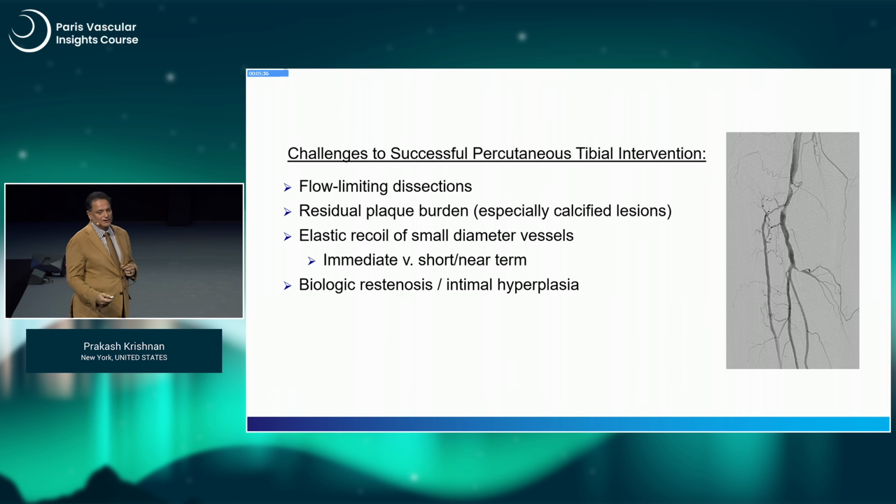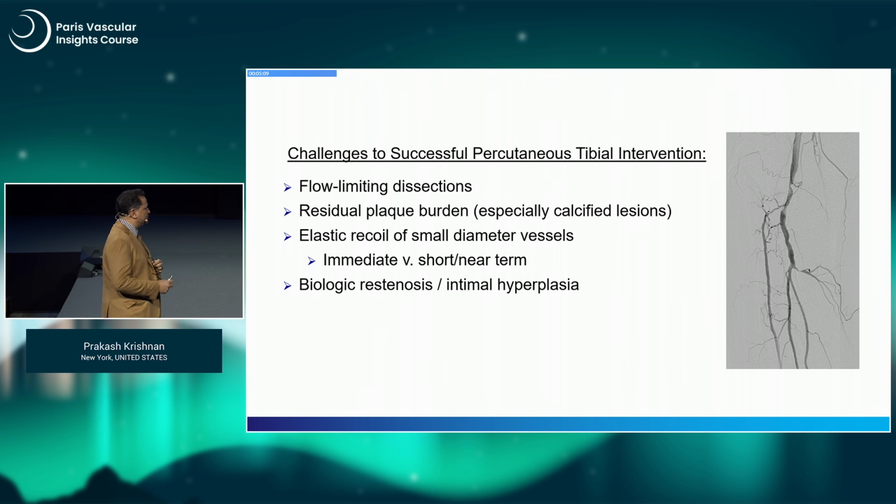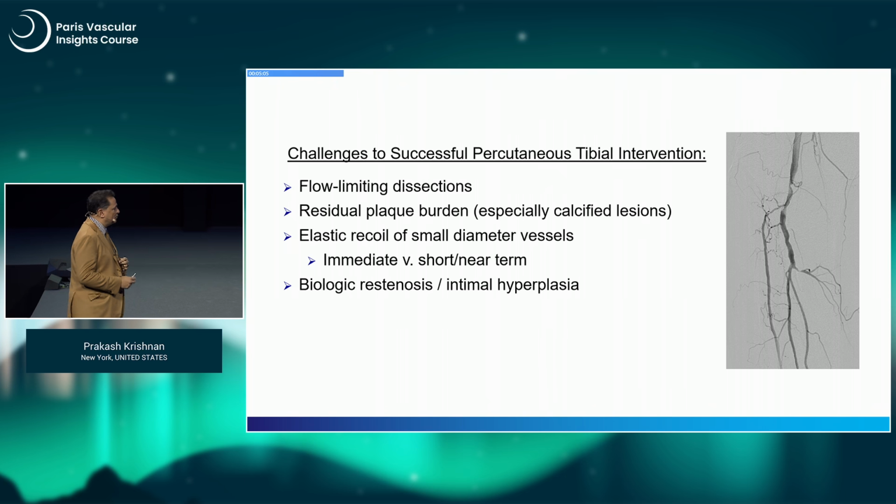So what are the challenges we face? All of us who are taking care of CLTI patients will face certain challenges. The majority of the times when we go in, as Sabine presented, we end up with flow-limiting dissections, which necessitate some sort of scaffolding to be able to handle this. Also, you will have a lot of heavily calcified burden, which will result in recoil and other things that will probably necessitate some sort of scaffold. And also the small diameters. We know that small diameter vessels don't do as well as larger vessels.